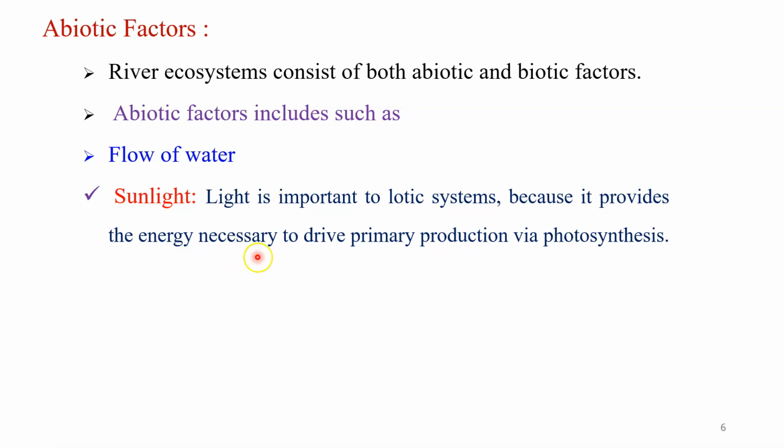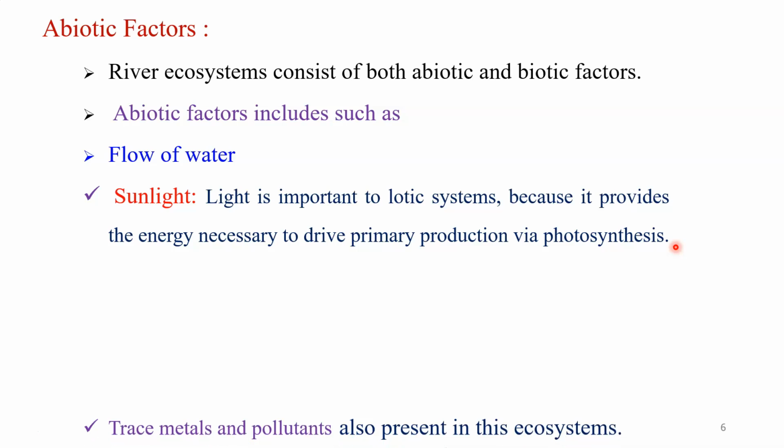You know that sunlight is important to a biotic system because it provides the energy necessary to drive primary production via the photosynthesis process. The producers are able to make their own food through photosynthesis with the help of sunlight. Therefore, in this ecosystem, sunlight is a very important abiotic factor.